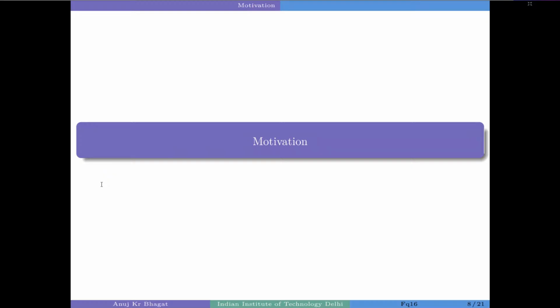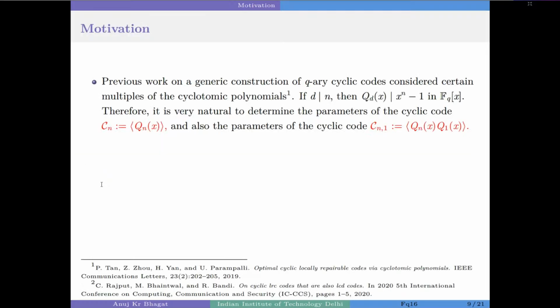So it is very natural to ask, what happens if I generate a cyclic code with the polynomial Q_n(x)? I looked into the literature, but I could not get much information. The previous work on generic construction of QR cyclic codes considered certain multiples of the cyclotomic polynomials using this reference.